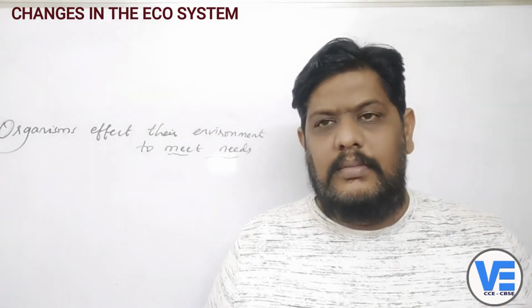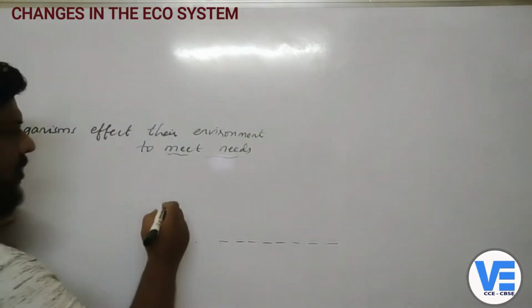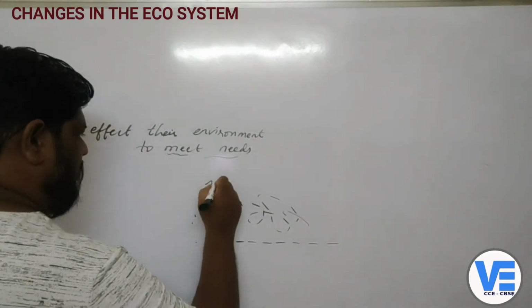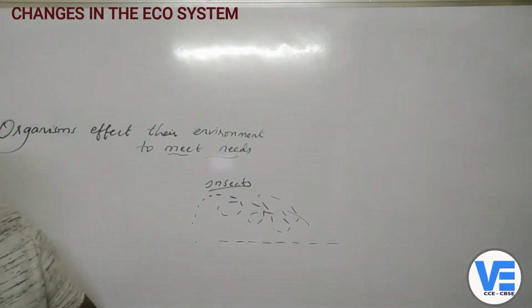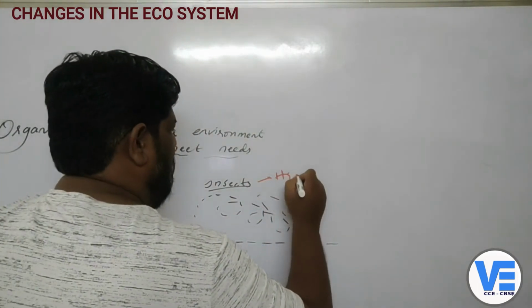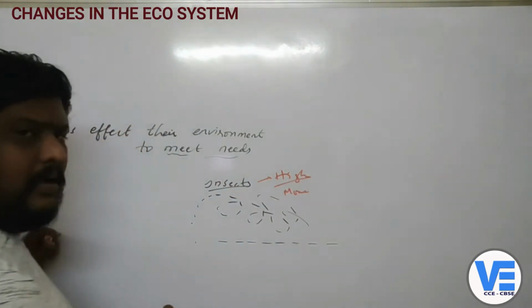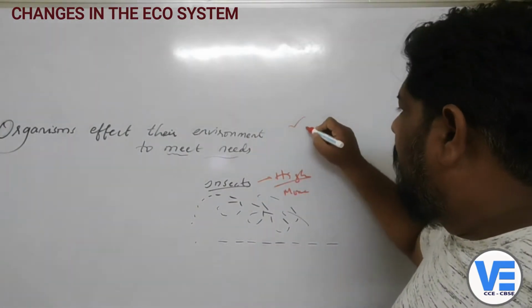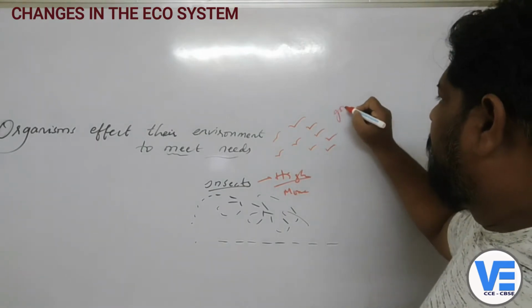So all of you look at the board. Now for example, I'm taking a garden here. There are several insects. So many insects are living here. That means the number of insects is very high, more in number. Now, when the insects are very high in number, in the same habitat there are birds, which are also in good number.